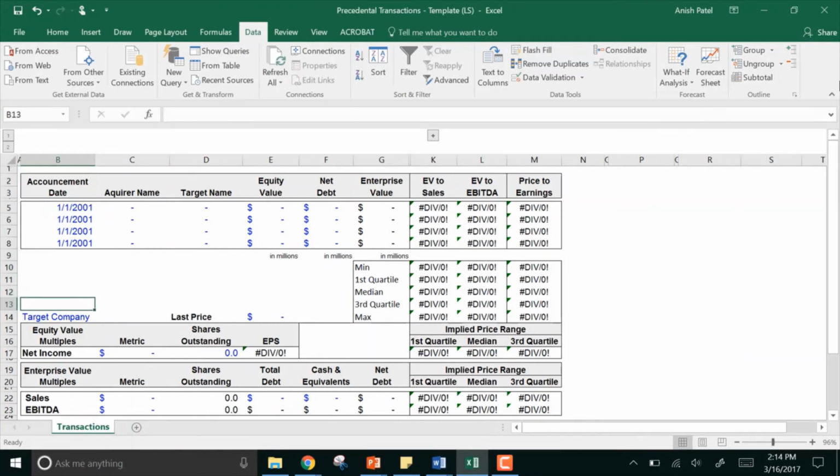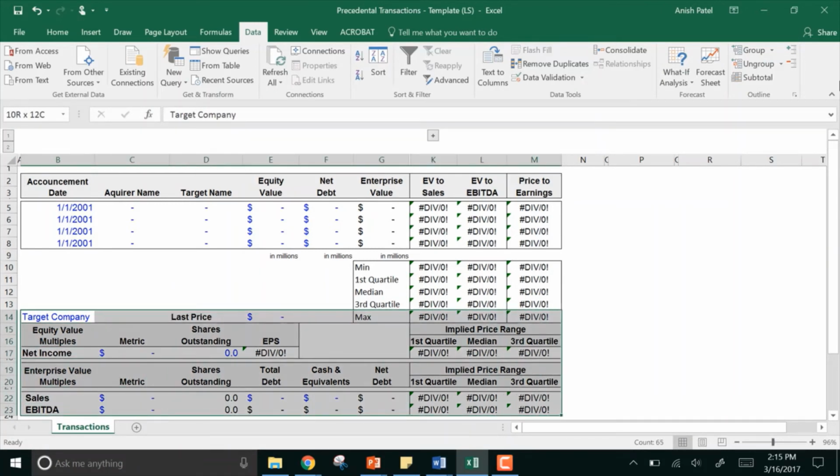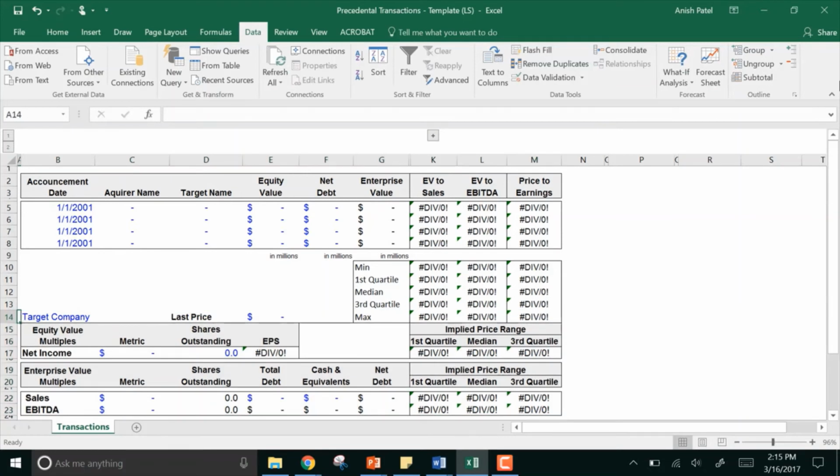So it wouldn't be quite as succinct as it is here. And also, your output would not include this implied target price or implied price range. These would also be on another sheet or on another page. But for the point of keeping everything as simple as possible, we've put it all on one page just to get the point across and get the concept across.